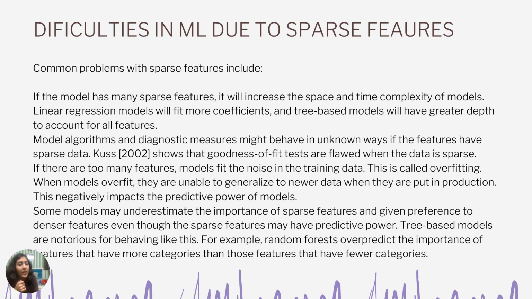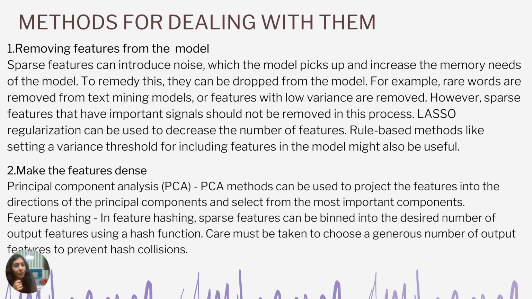Some models may underestimate the importance of sparse features and give preference to denser features, even though sparse features may have predictive power. Tree-based models are notorious for behaving like this. For example, random forest overpredicts the importance of features that have more categories than those features that have fewer categories.